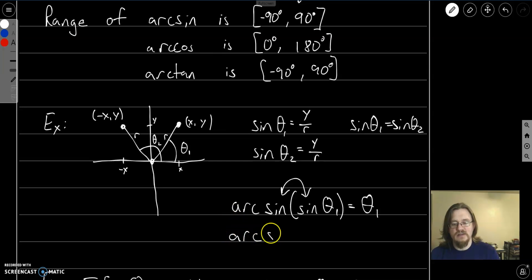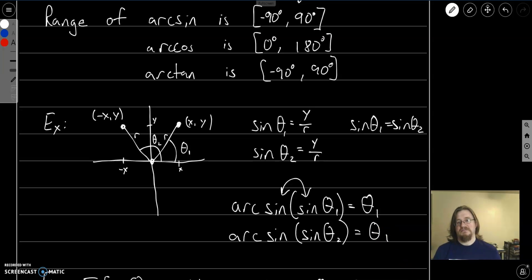But if I take arc sine of the sine of theta 2, I'm also going to get theta 1. And again, this is because arc sine only spits out angles between negative 90 degrees and 90 degrees. Theta 2, this long angle, is going to be between 180 degrees and 90 degrees. Arc sine will never spit out an angle over there. So the question is, if I know that I have theta 2, how can I possibly know what to do here? How could I get theta 2?